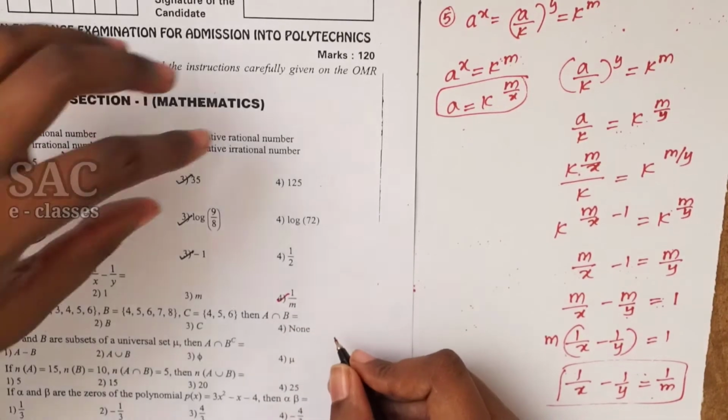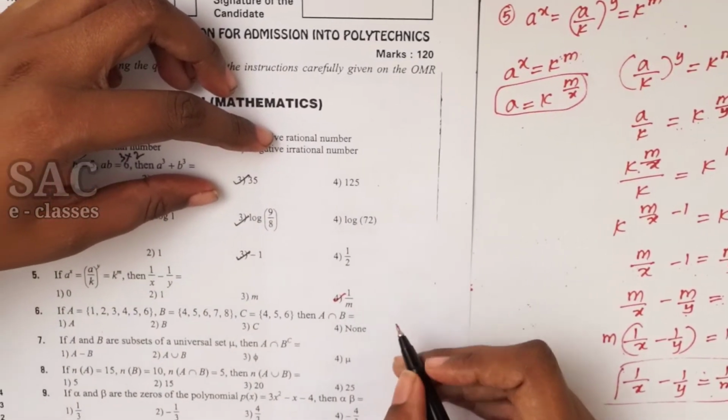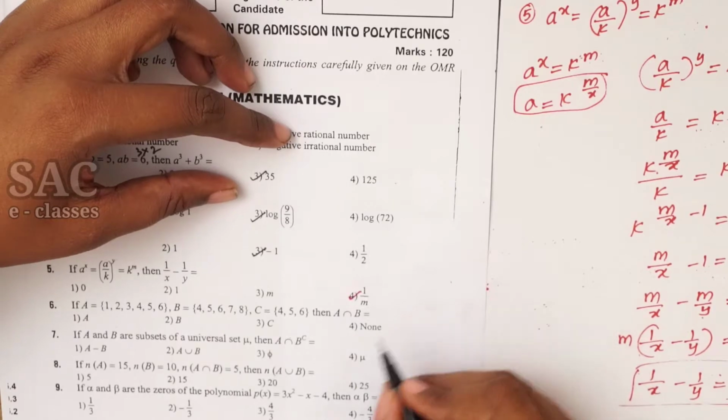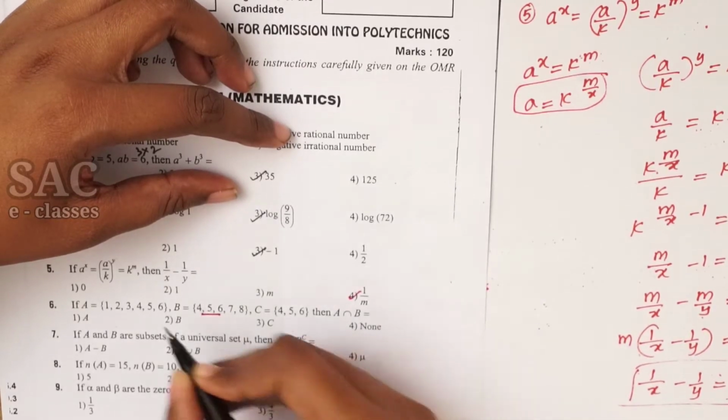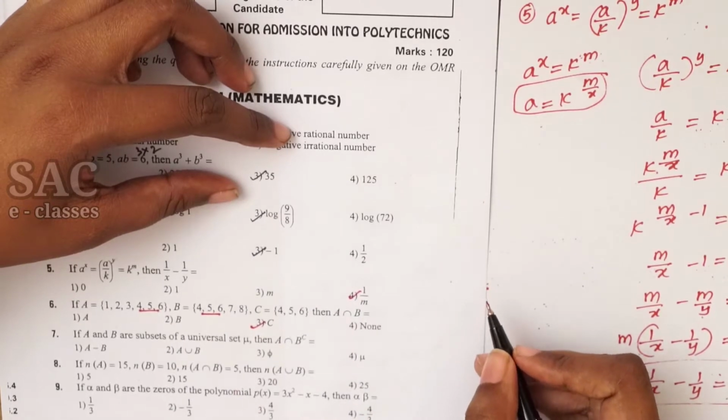Now look at the problem number 6. A is 1, 2, 3, 4, 5, 6. B is 4, 5, 6, 7, 8. And C is 4, 5, 6. Then what is the A intersection B? A intersection B is 4, 5, 6, which is option 3, which is C.